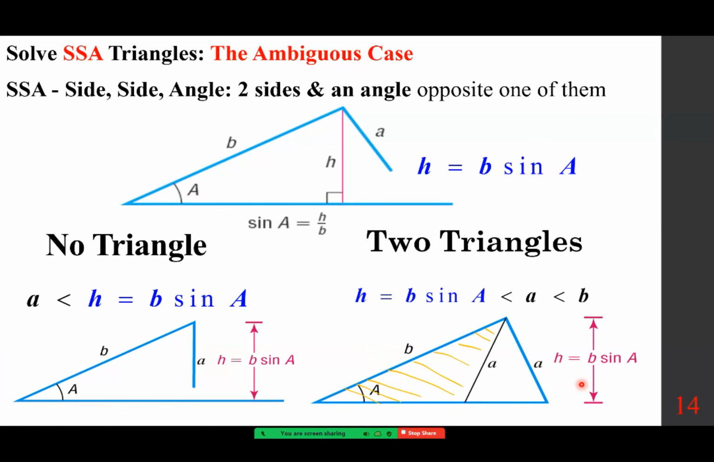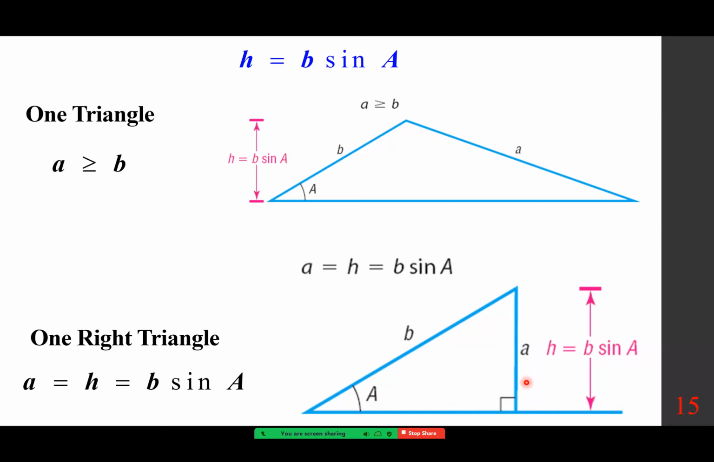So we said, and we showed, that H is B sine A. If A is larger than or equal to B, we have one triangle. And if A is equal to H, equal to B sine A, we have only one, and that's a right triangle. So if A is precisely equal to H, we have one triangle. So let's look at one example of that.